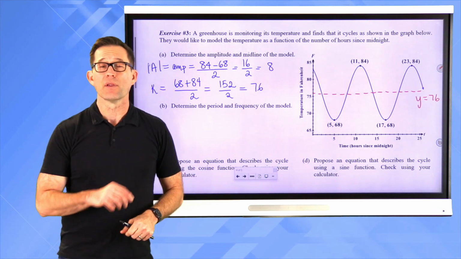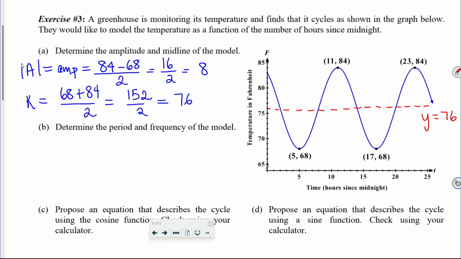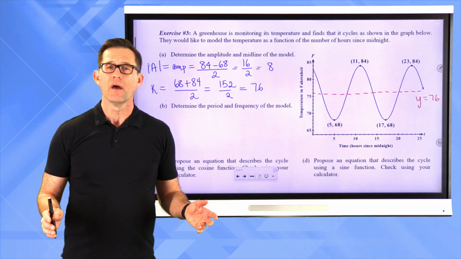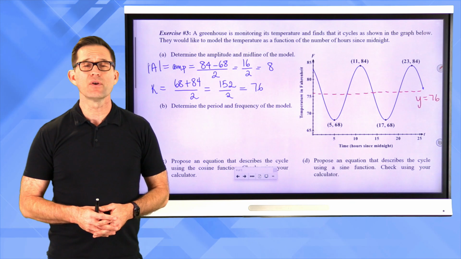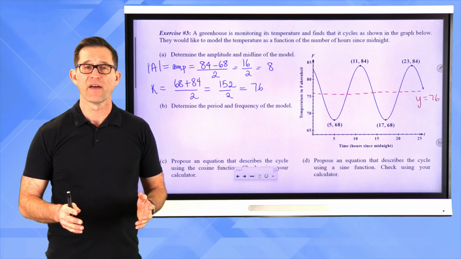Okay, now letter B. Determine the period and frequency of the model. All right, that should be pretty easy. So pause the video now and see if you can determine both the period and the frequency.